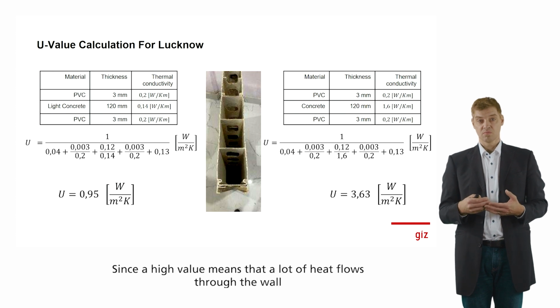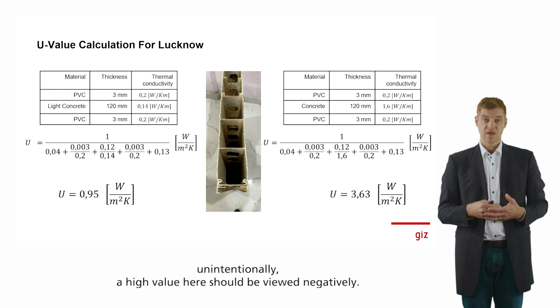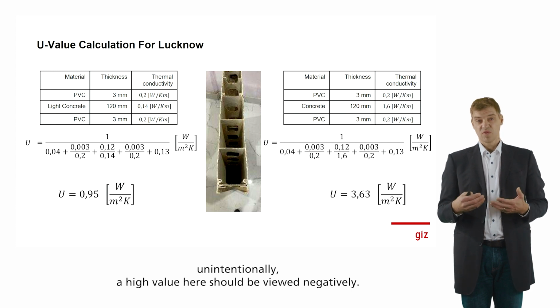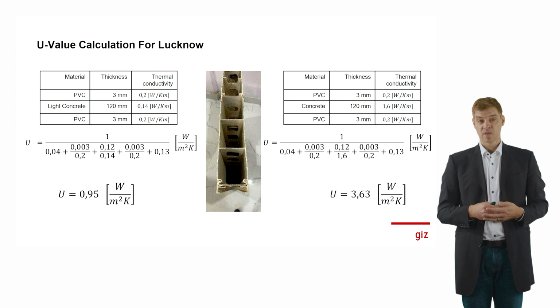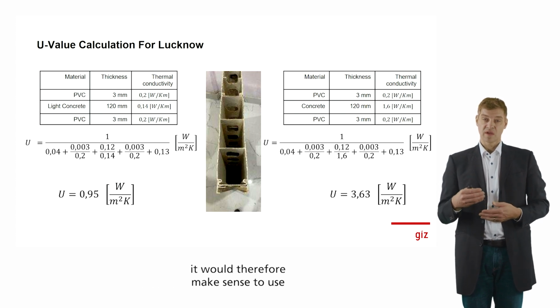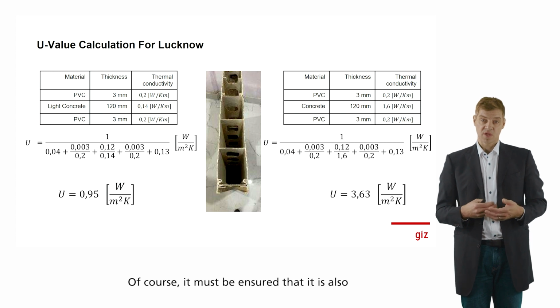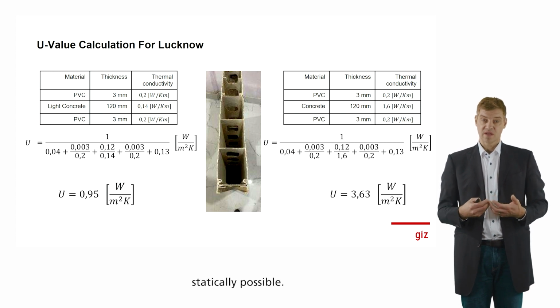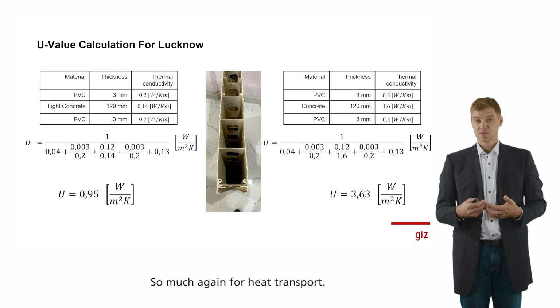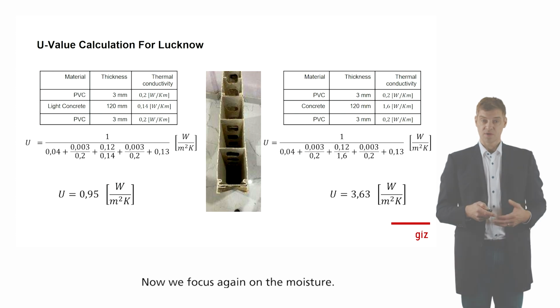Since a high value means that a lot of heat flows through the wall unintentionally, a high value should be viewed negatively. From an energy efficiency point of view, it would therefore make sense to use a lightweight concrete construction instead. Of course, it must be ensured that it's also statically possible. So much again for the heat transport. Now we focus again on the moisture.